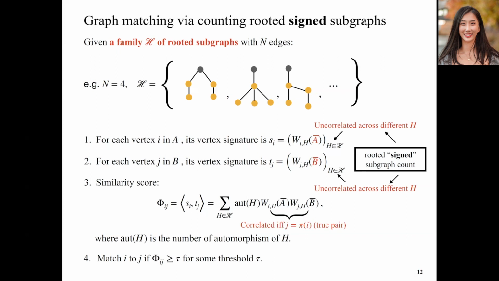And here we have the following observation. For a fixed rooted subgraph H, the counting of H rooted at vertex i in A and the counting of H rooted at vertex j in B are correlated if and only if i and j are the true pair. In other words, they are the same user across the two networks. Otherwise, these two quantities will be uncorrelated.